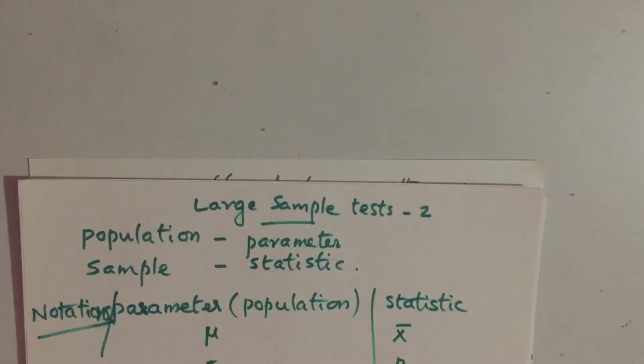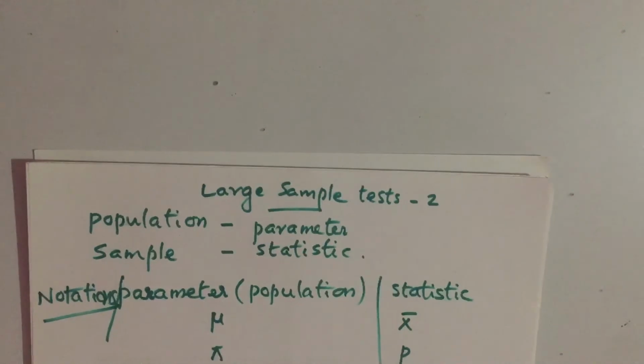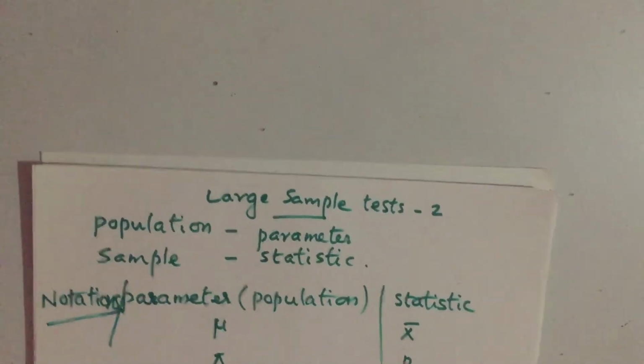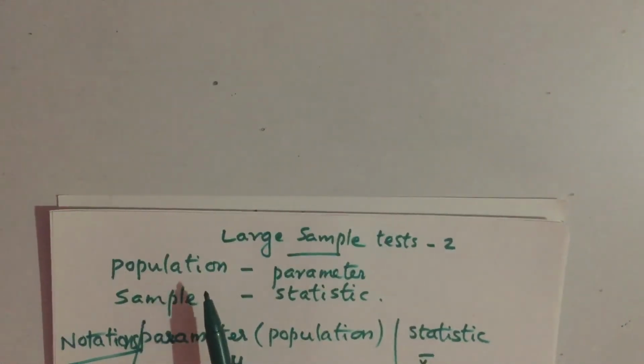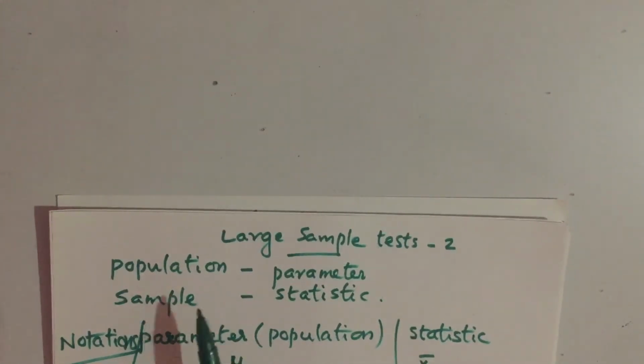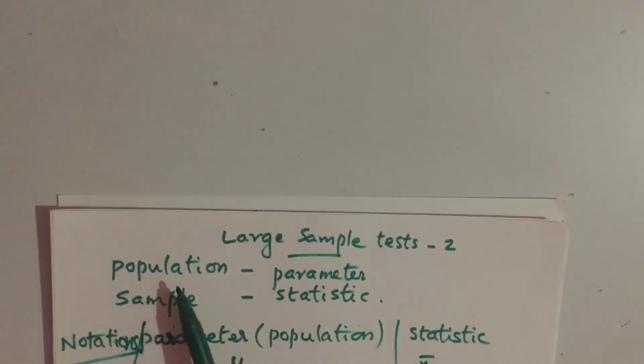Okay, dear students, yesterday we discussed large sample tests and introduced certain statistical terms. Today we are discussing some more terms. Yesterday we talked about population. What is population? For a statistical study we need to collect a large amount of data, and that whole data as a whole we call the population. From the population we find a parameter, and from the population we also take a sample for better study.